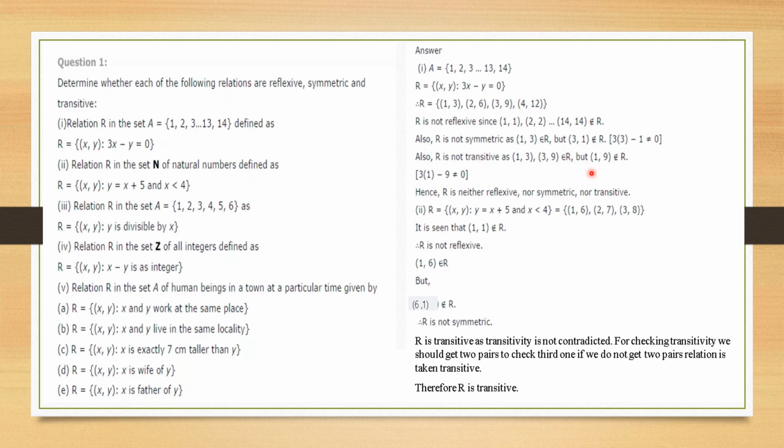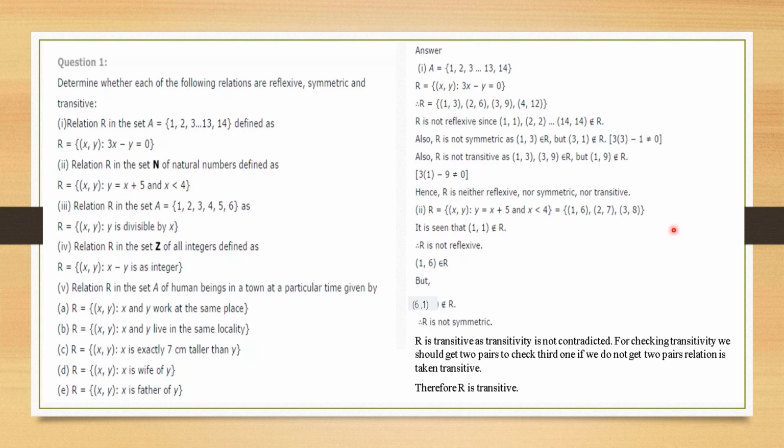But here you see that (1,6) is there, but 6 is not related to anything else here. (2,7) is there, but (7, something) is not there. (3,8) is here, but 8 is not related to anything else. So if I do not get two pairs in the relation, I could not establish the transitivity. I could not check the transitivity because I need at least two pairs following the relation.